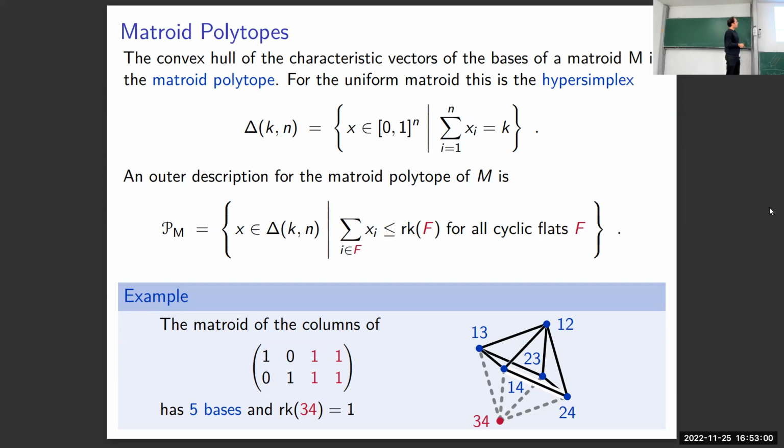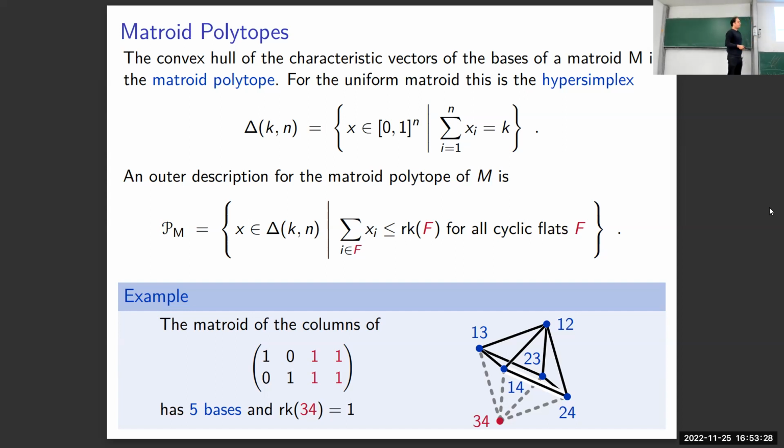How do I get the others? Either I play the same game as before, or dually, I can also describe it by inequalities. I take my hypersimplex and I cut away vertices and points with these inequalities, where this inequality depends exactly on the cyclic flats. Therefore, the term is pretty nice if you want to study matroids via polytopes.